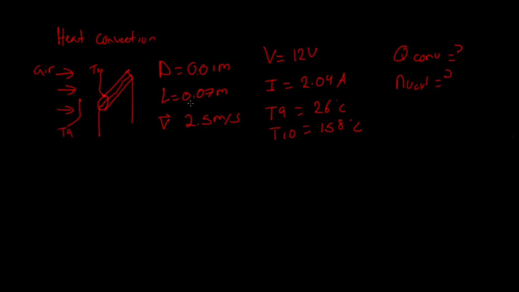All right, now the first thing I want to do is find my Reynolds number. So I'm going to clear all this. Okay, so we want our Reynolds number. So Reynolds number for a cylinder is equal to the velocity times the diameter over kinematic viscosity. Okay, now we need kinematic viscosity. How are we going to get that?